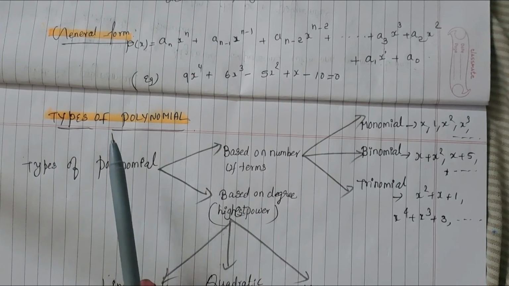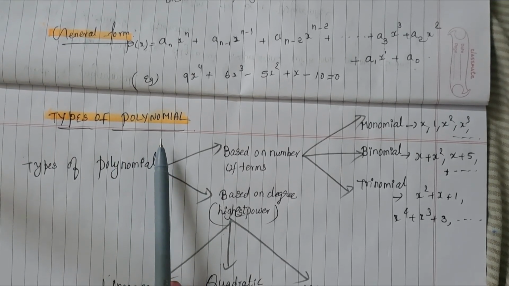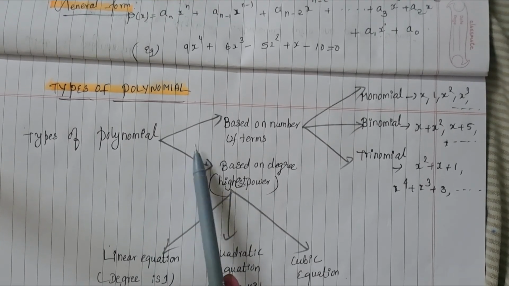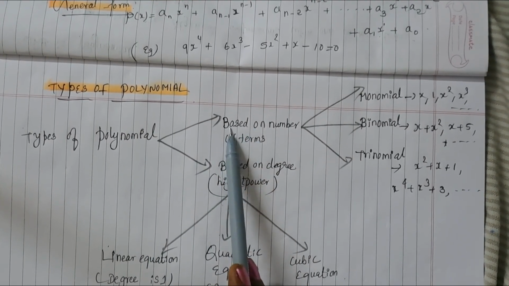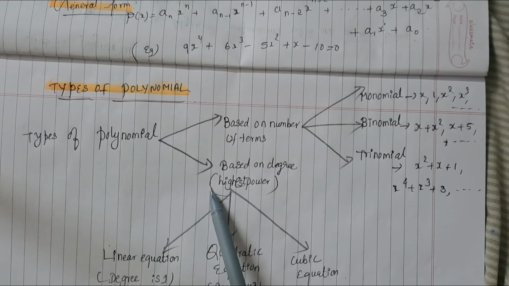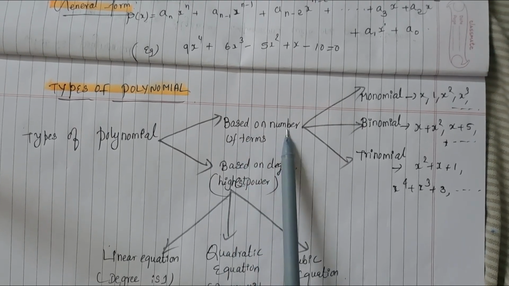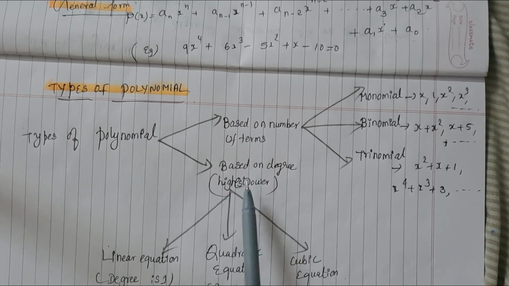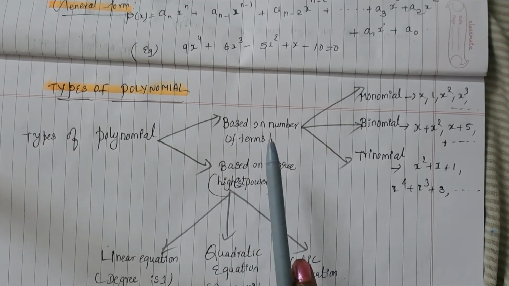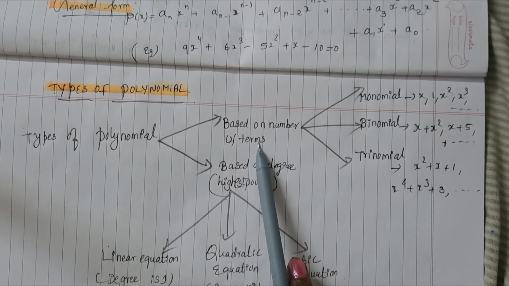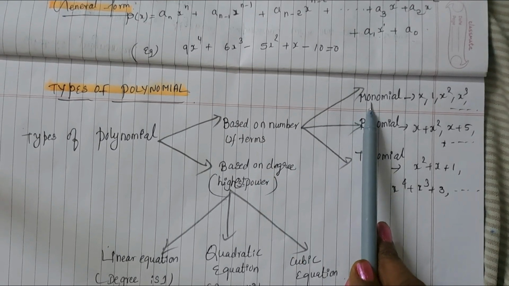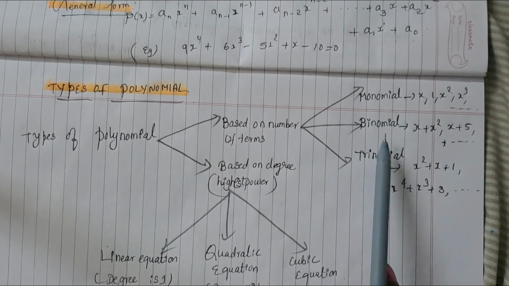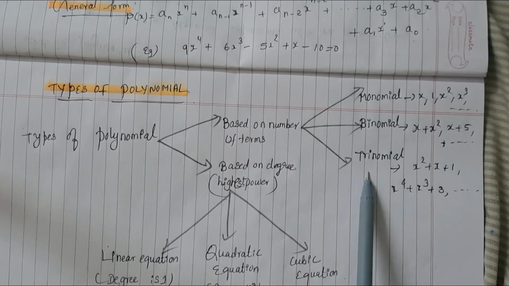Next, we are going to see the types of polynomial. We can split polynomials based on two things. One is based on the number of terms. The second one is based on degree. First we will see the types based on the number of terms. There are three types under the number of terms: monomial, binomial and trinomial.